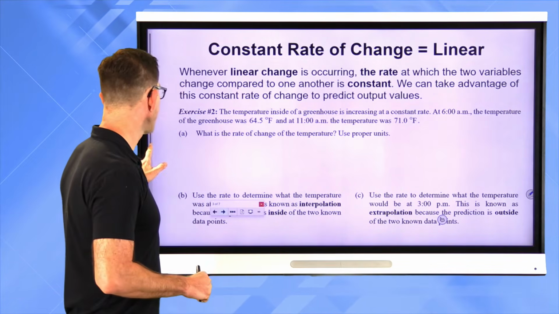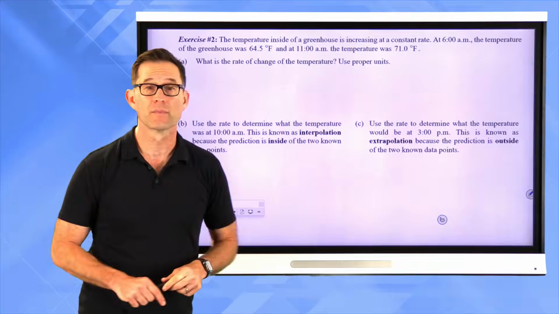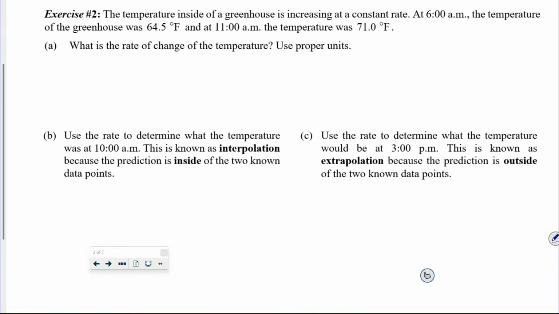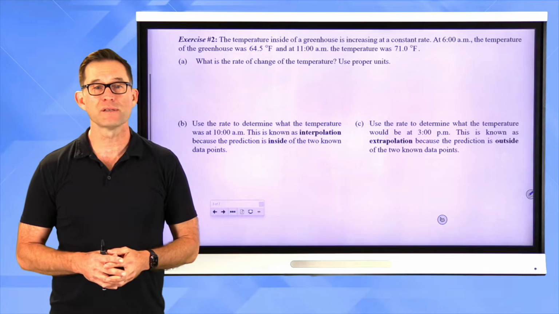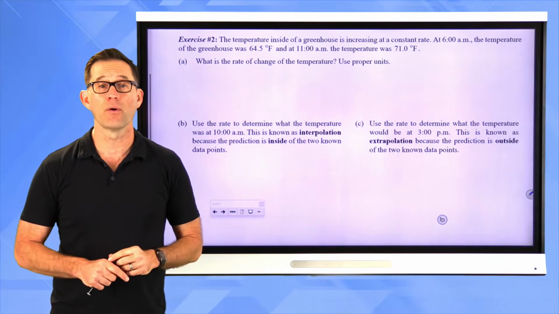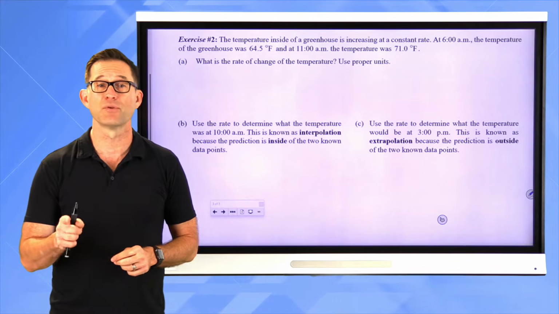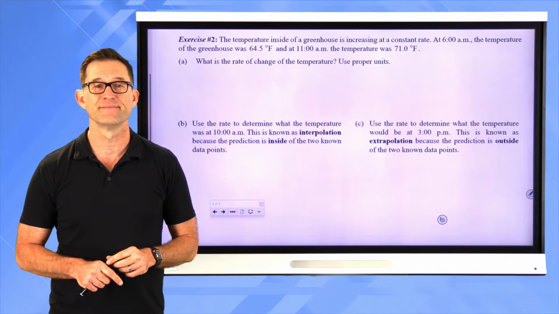So let's take a look at exercise number 2. The temperature inside a greenhouse is increasing at a constant rate. At 6 o'clock a.m., the temperature of the greenhouse was 64.5 degrees Fahrenheit, and at 11 o'clock a.m., the temperature was 71 degrees Fahrenheit. Letter A, what is the rate of change of the temperature? Use proper units. Great. Well, why don't you go ahead and pause the video now and see if you can figure out what the rate of change is of the temperature in this particular problem.